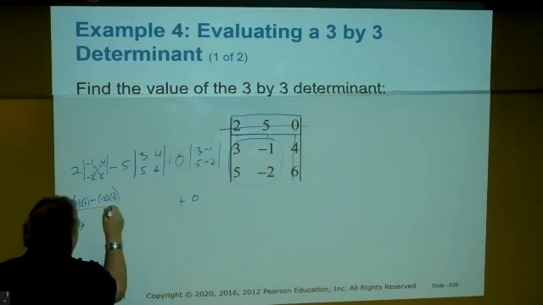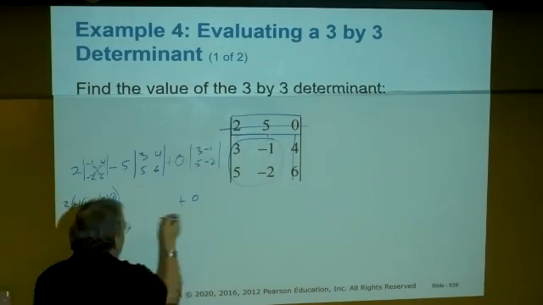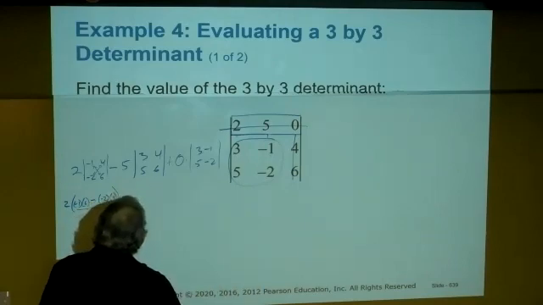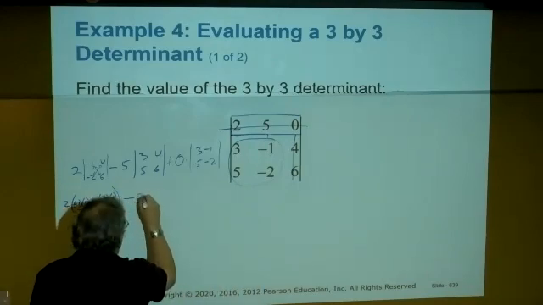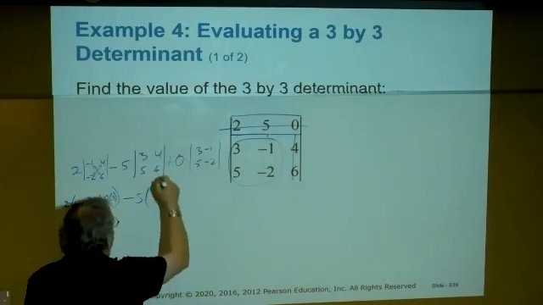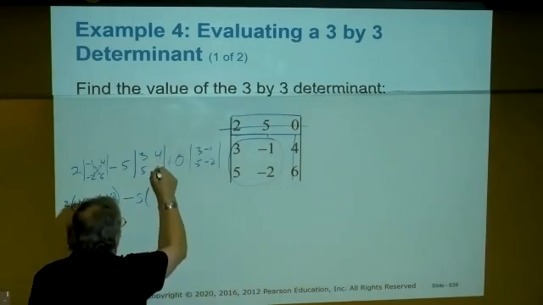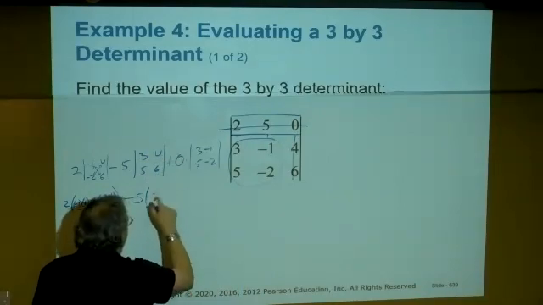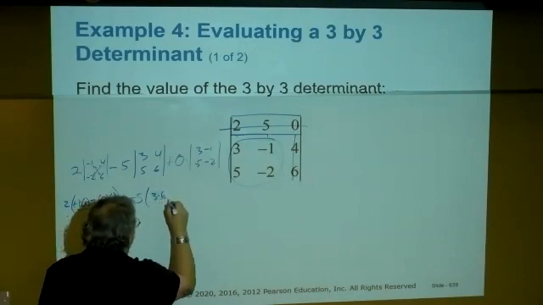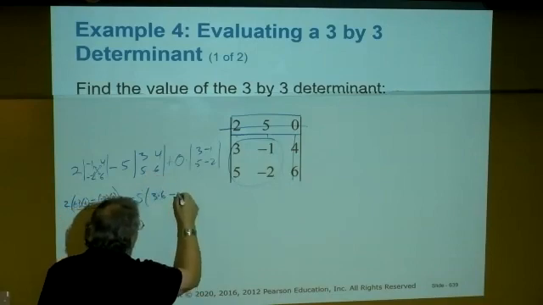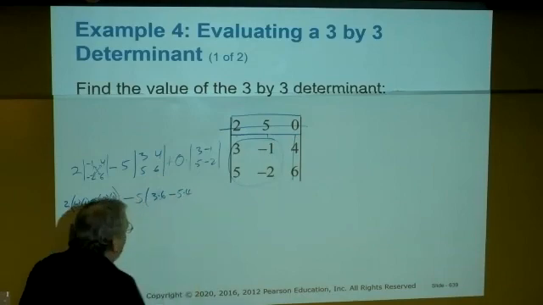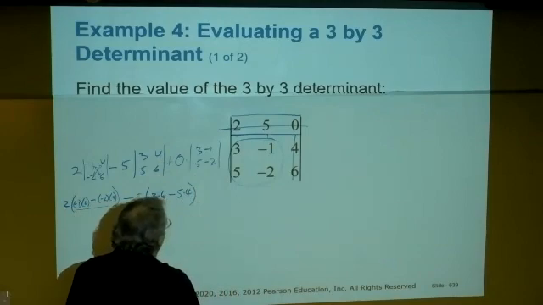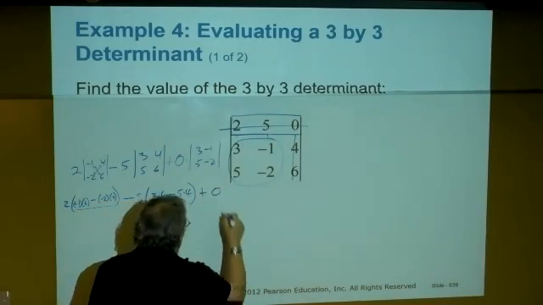So I find out what this is, and then I multiply it by 2. But I'm not going to do that just yet. And it's going to be minus 5 times the determinant here. So 3 times 6, which is 18. Well, let me write it in here. 3 times 6 minus the 5 times the 4. Or they may write it as 4 times 5. It doesn't matter because of the commutative property. And then plus the 0.